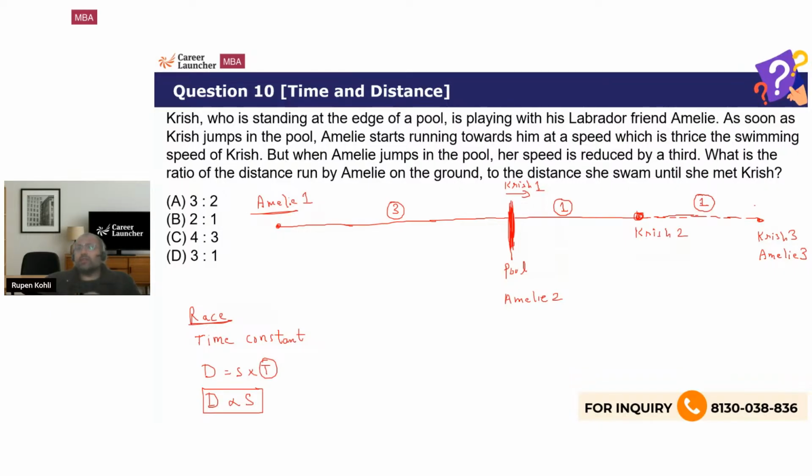There is your answer in front of your eyes that Emily has run 3 units on the ground and she has run these 2 units while swimming. And there goes your answer, 3:2. 1, 2, 3 का खेल था.